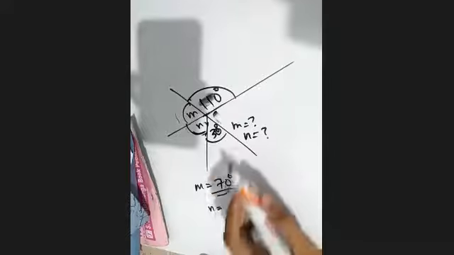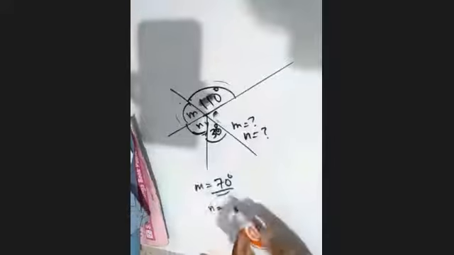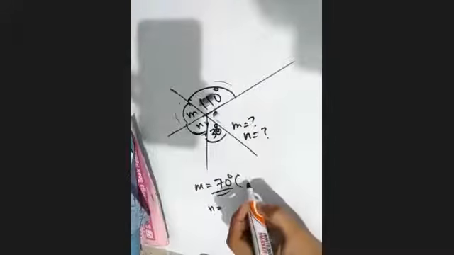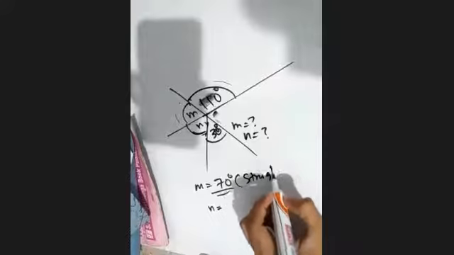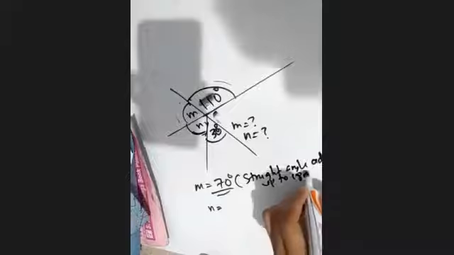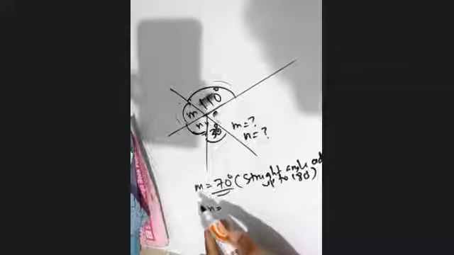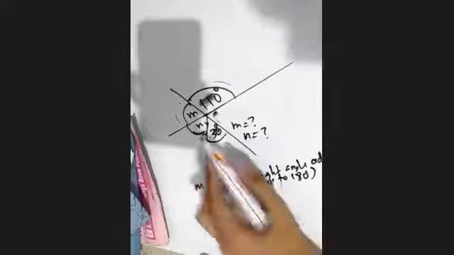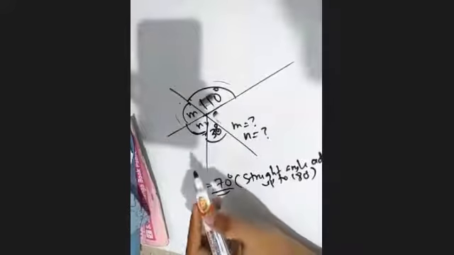Right. You know that this is 110. So what is the reason for M to be 70 degree? Right. Straight angle add up to 180 degree. Oh, I have to write that theorem. Adjacent angles on a straight line will add up to 180 degree. Right. So M is equal to 70 degree. That is fine. Right. So what is N?